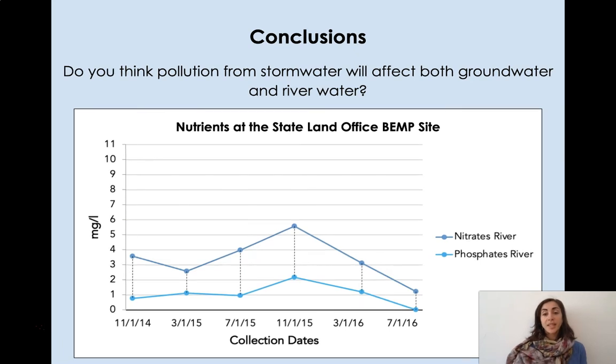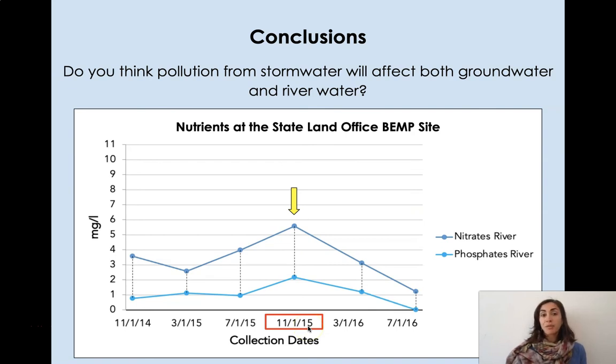So we have represented here, in the x-axis, the different dates from 2014 to 2016. Here we have the units, so we're representing nutrients in milligrams per liter. And the nutrients are made of nitrates and phosphates. And this data is just for the river, so we're looking at the river, not groundwater yet. And what we can see is that the data fluctuates, and there is a peak, an increment in the data in month 11 of 2015.